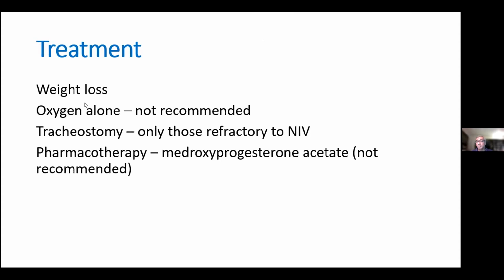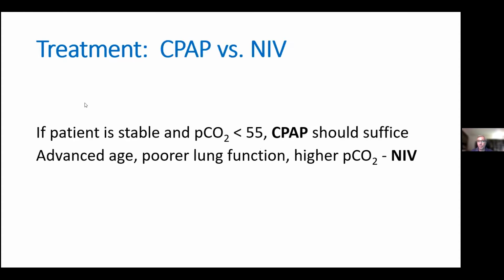Tracheostomy is a very, I would say, stretched procedure in these patients, and only for those who are refractory to NIV, really morbidly obese, where you cannot even manage with NIV. And pharmacotherapy, medroxyprogesterone, for short-term use can be useful. If they get an infection, they come into the hospital, you want to discharge them with better carbon dioxide, you can give them short-term medroxyprogesterone, but definitely not a great long-term option. Positive pressure, just like in sleep apnea, is the treatment of choice.